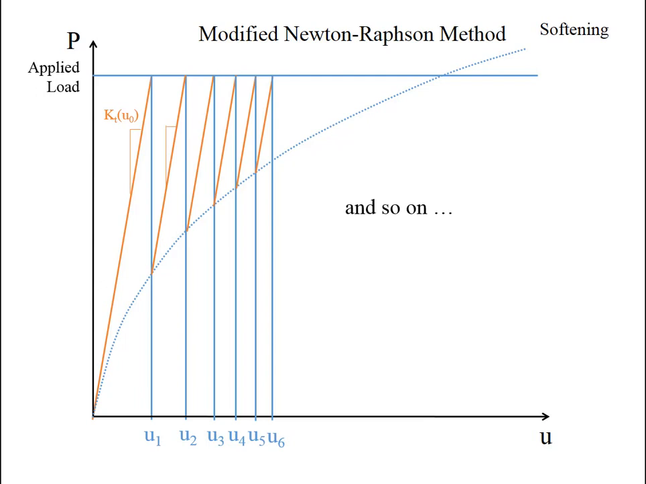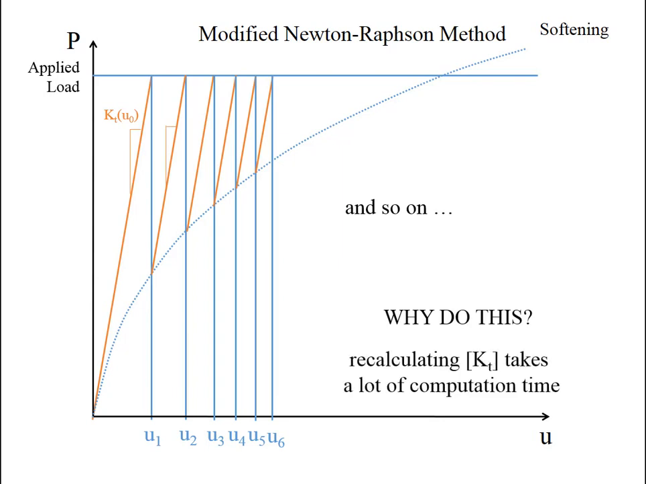You see that we're heading in the right direction, but it's going to take a lot of steps to get there. So why do we bother to do this? Well, fundamentally, it's because recalculating that KT takes a lot of computation time. It turns out that for a lot of systems, you are better off doing lots of shorter iterations, such as this, than doing a much more complicated, fewer set of iterations by recalculating the tangent stiffness.